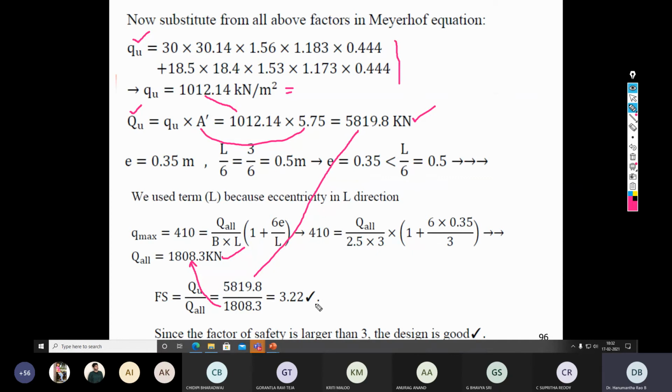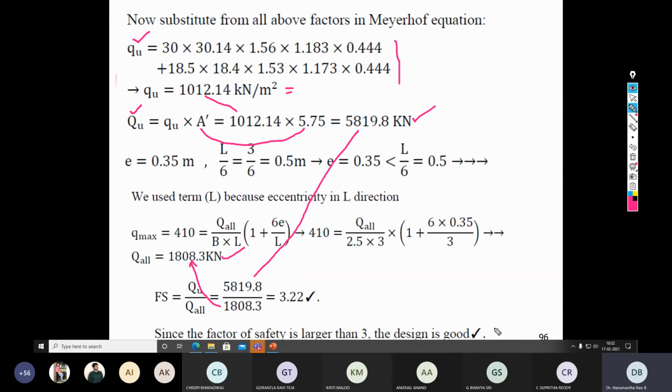So please note down. Since the factor of safety which you are getting is larger than 3, the design is good.